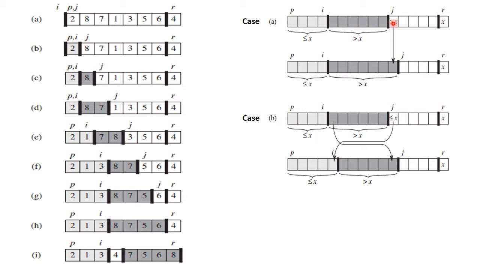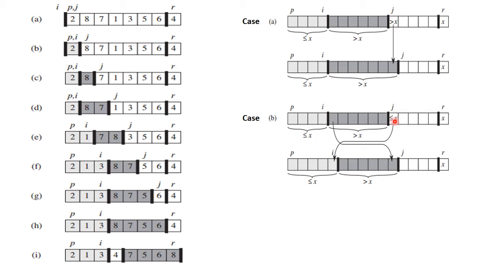Now look at the next element at index J. If it is greater than the pivot element X, then it should be in the second partition. So in this case we will just increment J to the next position so that the element is automatically included in the second partition.